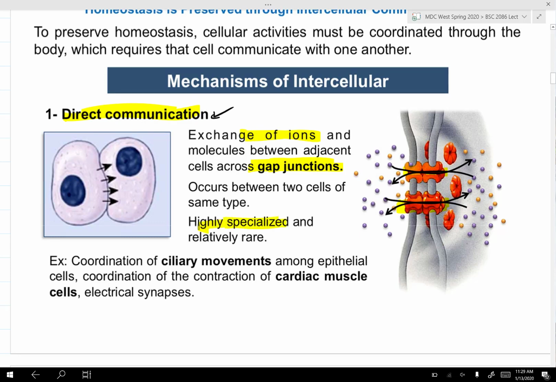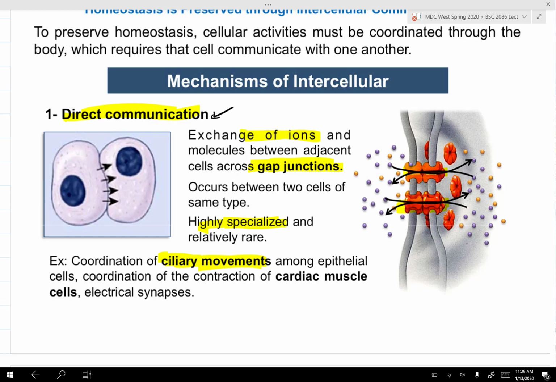So what are some examples of those? Well, you have that when you have ciliary movement. What do you have, cilia? Cilia, you have cilia in your what? Cilia are like the finger-like projections, right? So cilia are in your respiratory tract, right? They're also in your intestines, and also in your fallopian tubes, right?